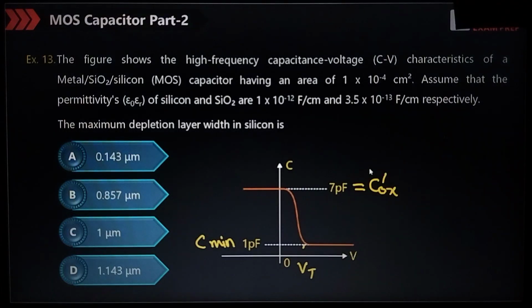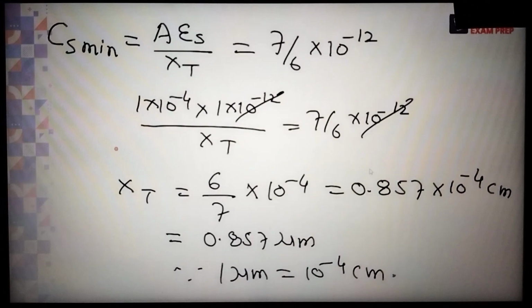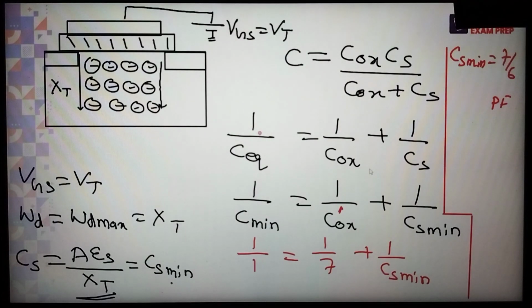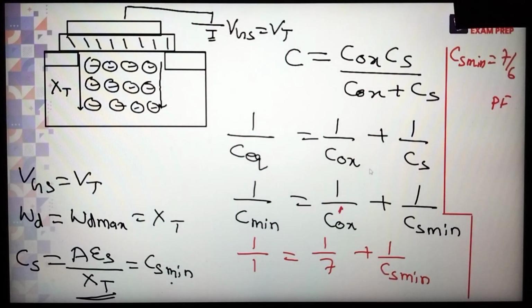Is the answer correct? Easy. So no need to mug up the formula. Already I have given these two capacitors are in series. So what is the series equivalent? This is an important formula. Directly we can find the capacitance, and from that we can find the maximum depletion layer.